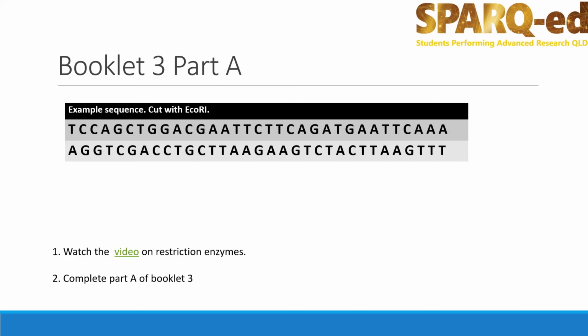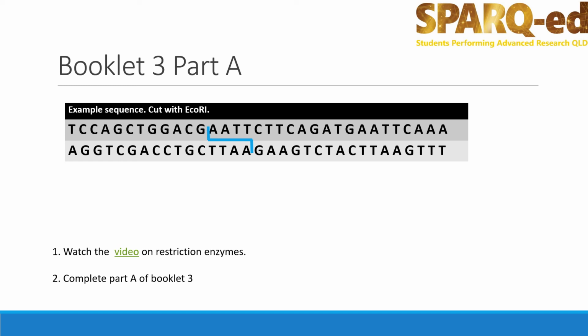In a moment, it will be a great time to try part A of booklet 3. Before you do that, here's the example sequence in the first question. This is a sequence of double-stranded DNA, and you need to find out where the EcoR1 restriction sites are. So EcoR1 cuts at GAATTC.